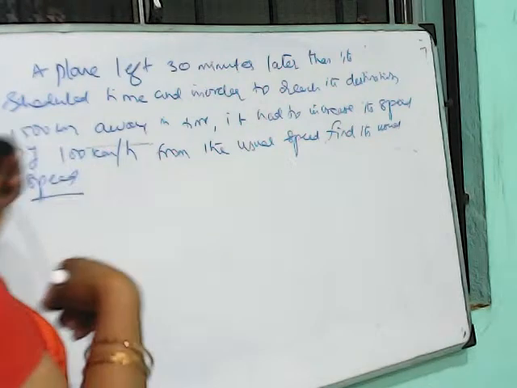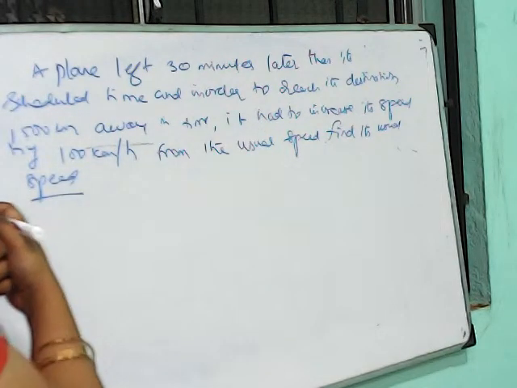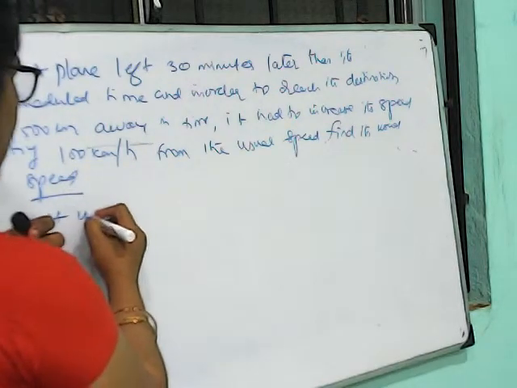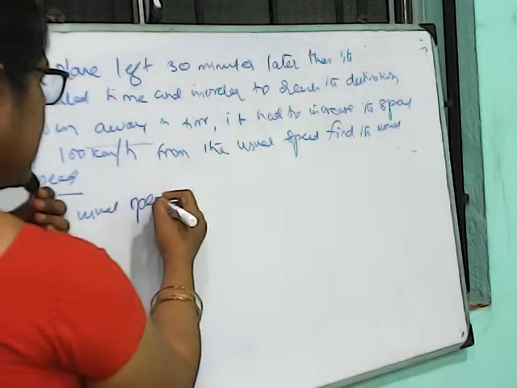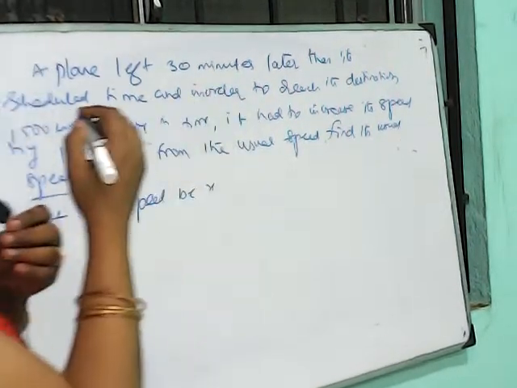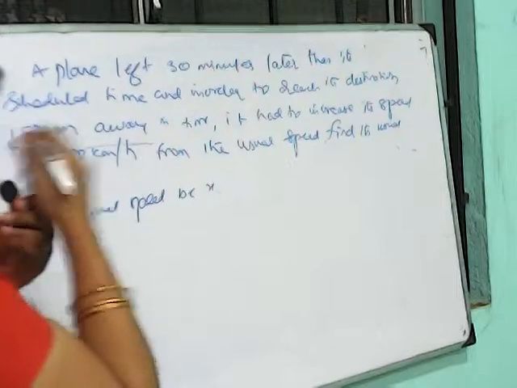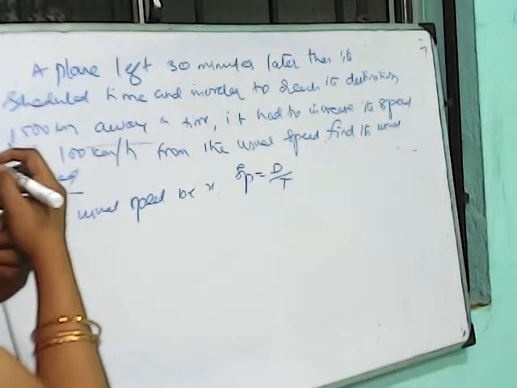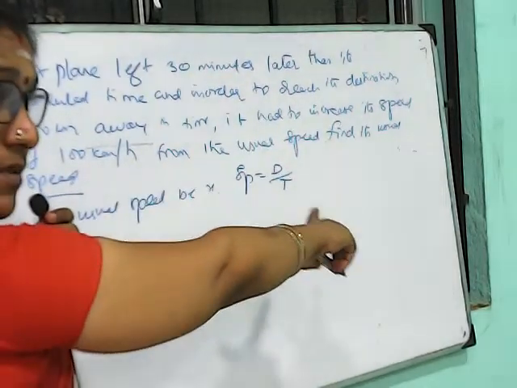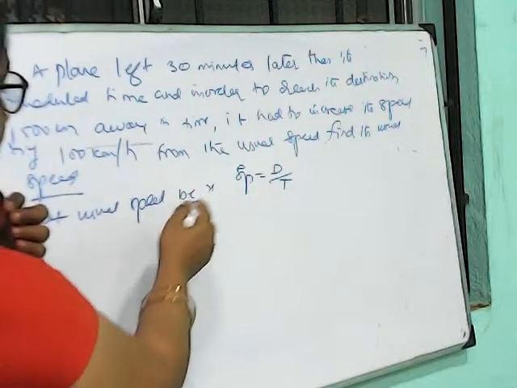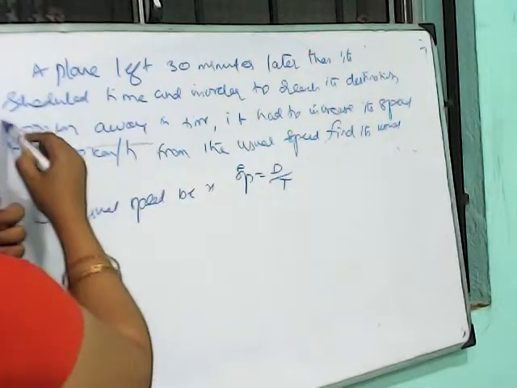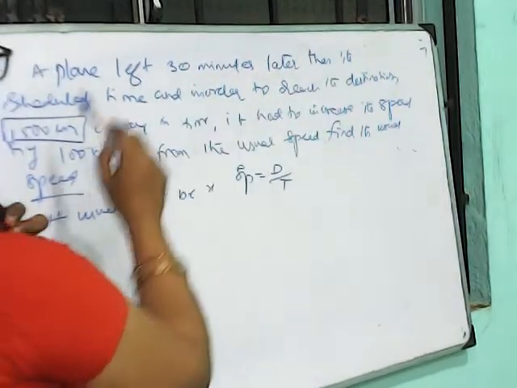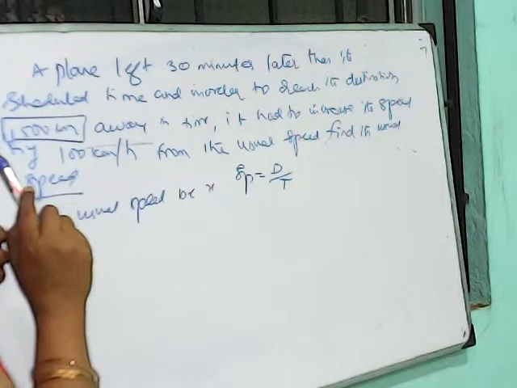Yes, we'll start. So what are we supposed to find out? We are supposed to find out the usual speed. So what we need to find, we will take it as x. Let the usual speed be x. Now you know the formula for speed: speed is equal to distance by time. Here we have taken speed as x. Distance is 1500 kilometers, to reach its destination.